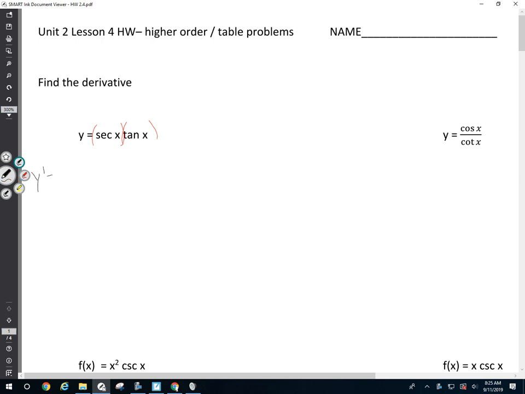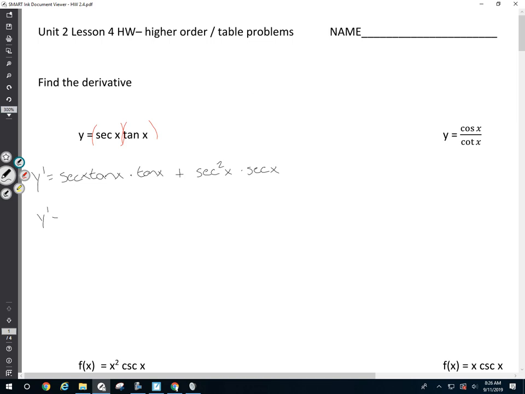So the tangent slope generator. We learned today that the tangent slope generator of secant is secant x tangent x. This is the derivative of the first times the second, that's tangent x, plus the derivative of the second, secant squared x, which is the tangent slope generator for tangent, times the first.